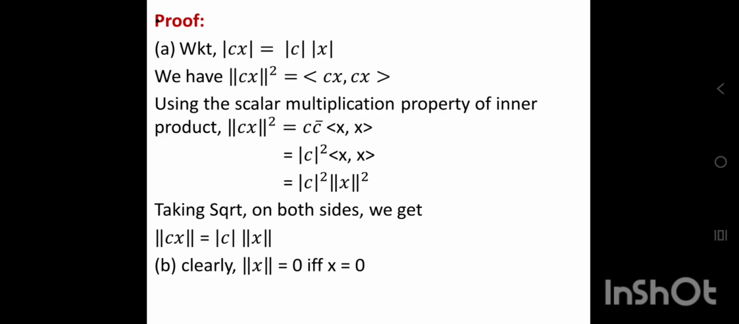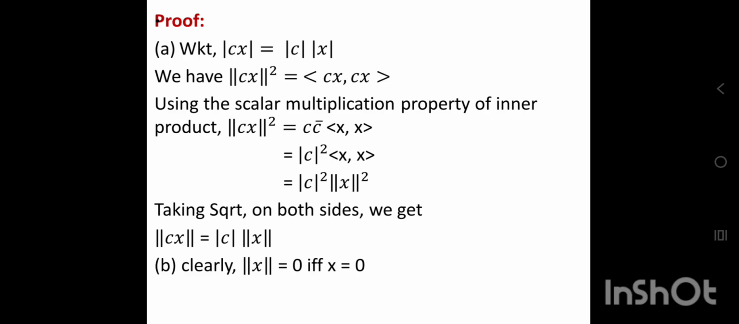Proof. Subdivision A: we know that modulus of cx equals modulus c into modulus x. Norm cx squared equals inner product ⟨cx, cx⟩. We take the scalar c in the first slot, and in the second slot we get c bar. So we can write c into c bar inner product ⟨x, x⟩. So c into c bar is nothing but modulus c squared, times inner product ⟨x, x⟩.